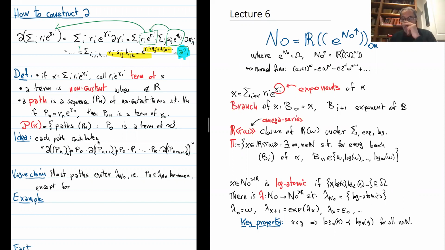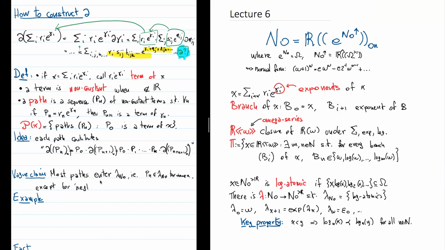Yeah. So each path is giving me a little piece of the full derivative of x. That's what we're trying to do. One thing is that the path is indexed by natural numbers, so we need to stop somewhere. I can keep unpacking this product, but most paths end up in a logatomic. Okay, so we have something to hold on to. Sometimes they don't, but when they don't, they enter.